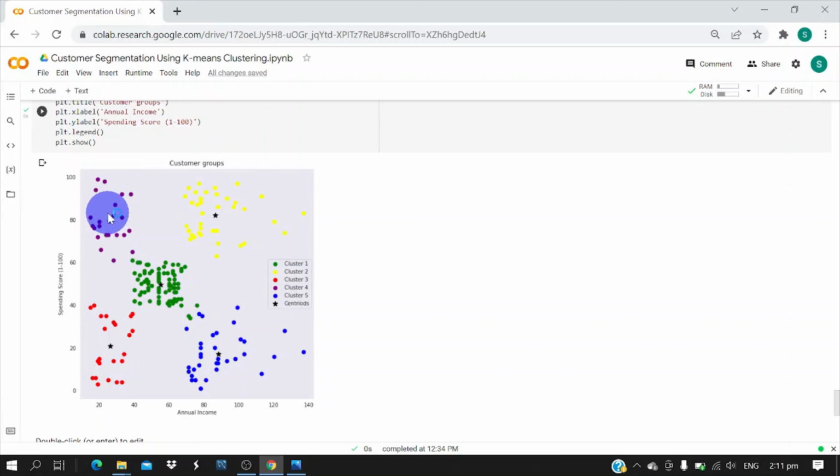My assumption over here is that this group of customers are satisfied with the services provided by the retail store, and they don't really care that they earn low. Because of the level of satisfaction they have, maybe they are loyal, and that's why the spending score is high. It is an assumption.